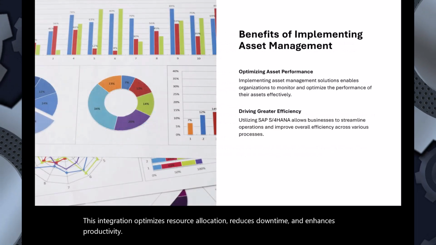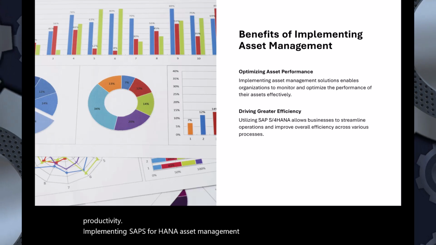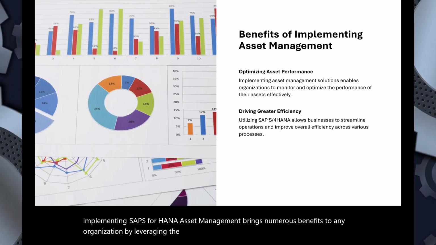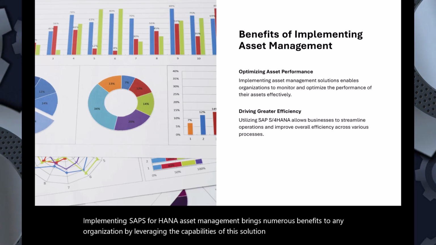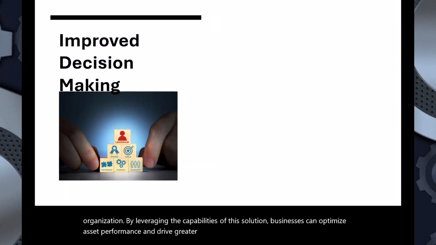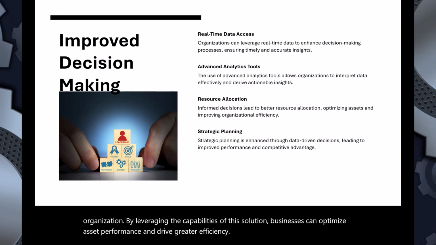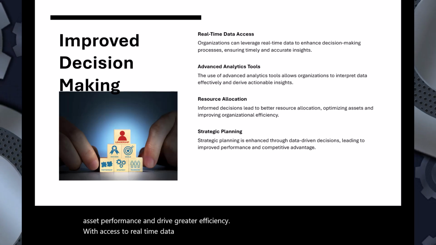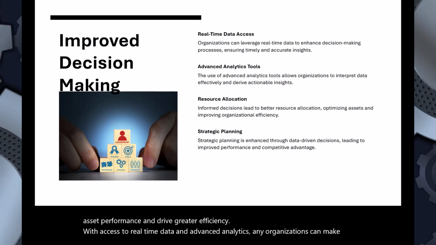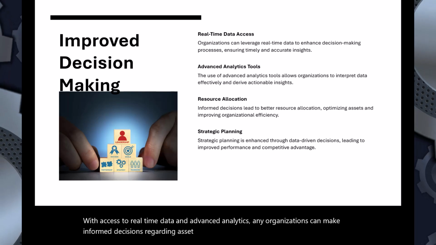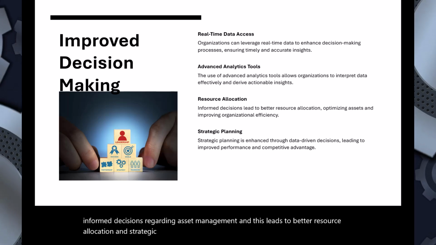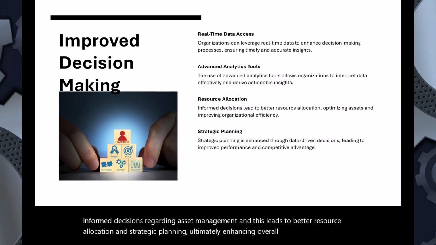Implementing SAP S/4HANA Asset Management brings numerous benefits to any organization. By leveraging the capabilities of this solution, businesses can optimize asset performance and drive greater efficiency. With access to real-time data and advanced analytics, any organization can make informed decisions regarding asset management. And this leads to better resource allocation and strategic planning, ultimately enhancing overall performance.